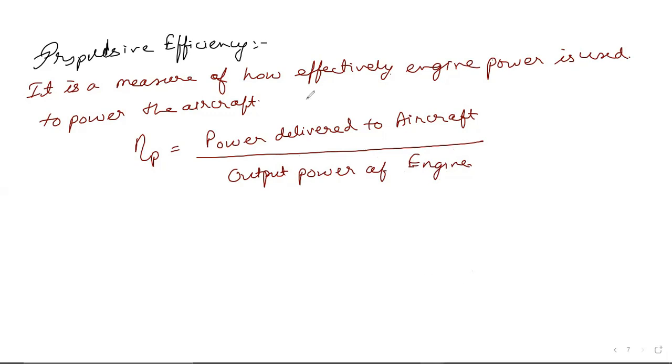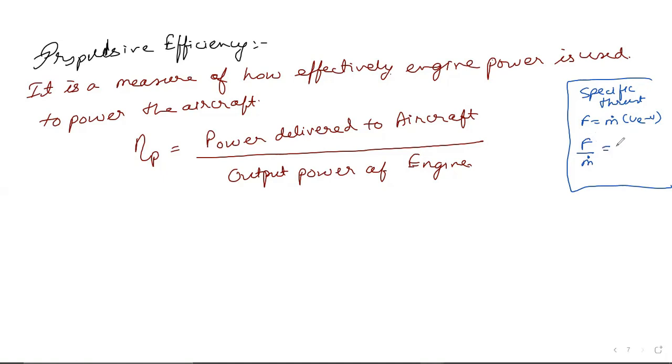Before this, let me tell you a word called specific thrust. So F equal to m dot times (UE minus U), and if you divide F by m dot, thrust per unit mass flow rate, it is known as F cap, and F cap is basically UE minus U. So F cap is known as specific thrust.